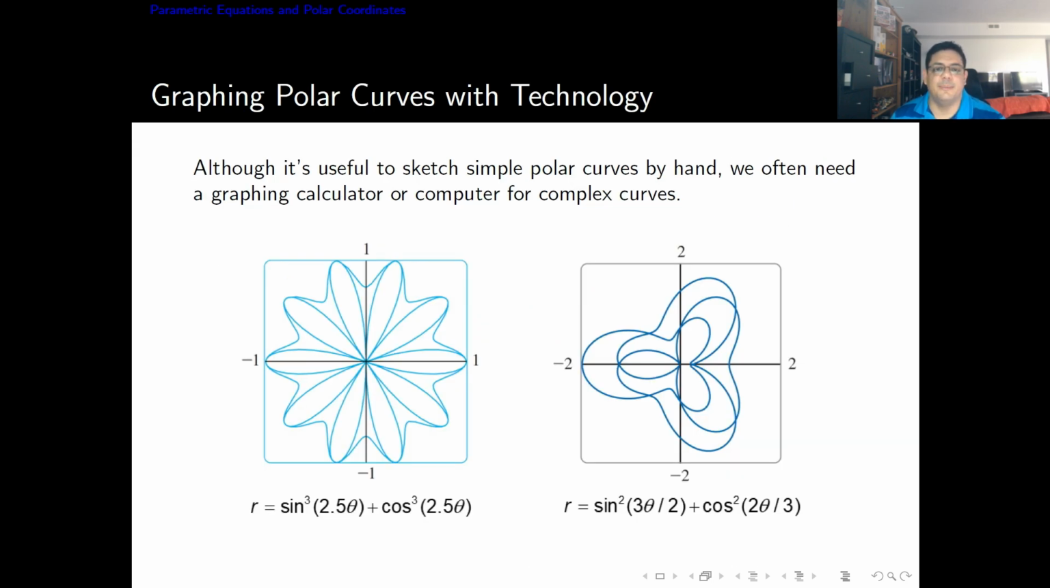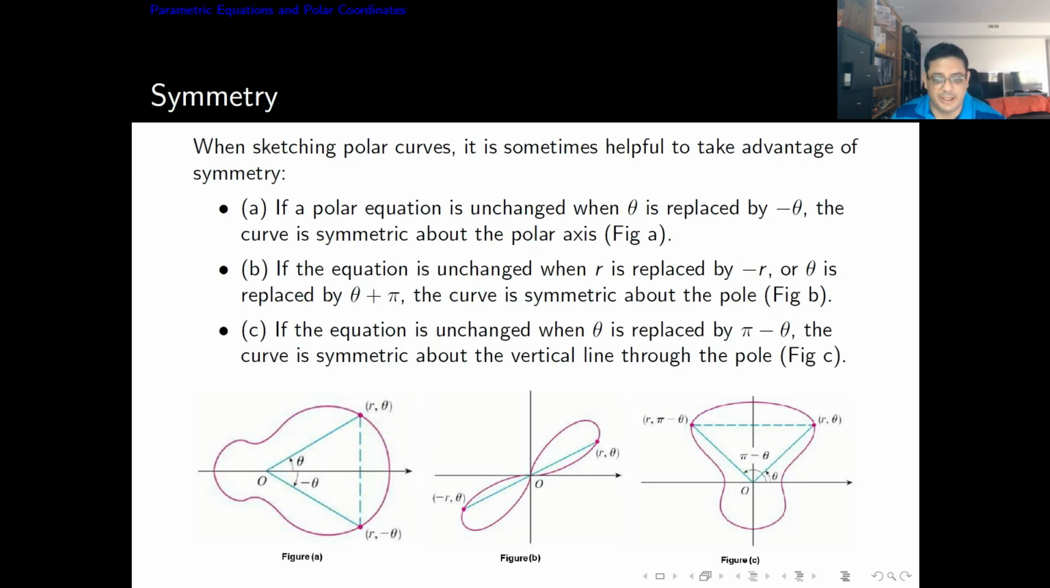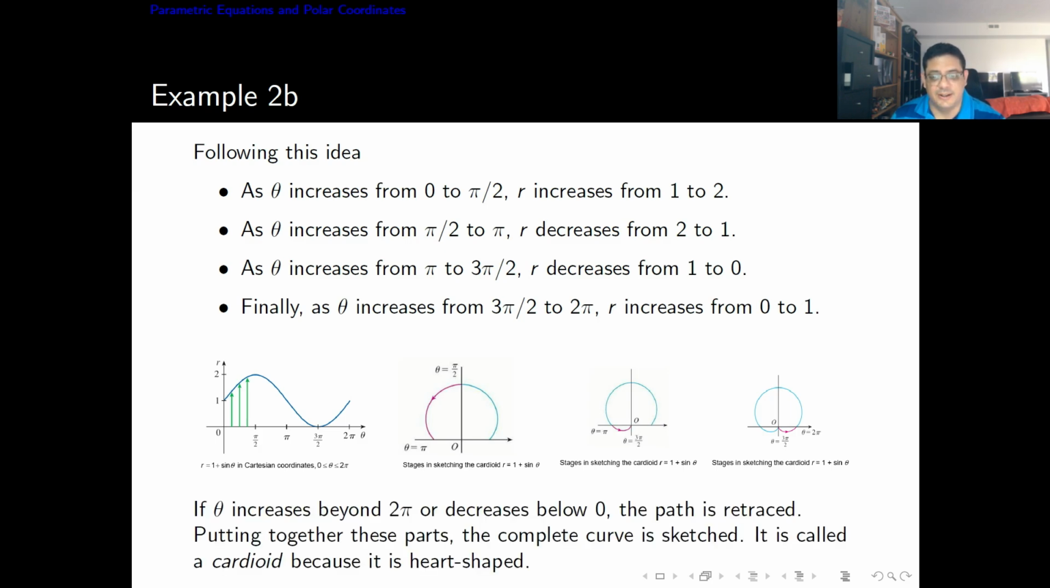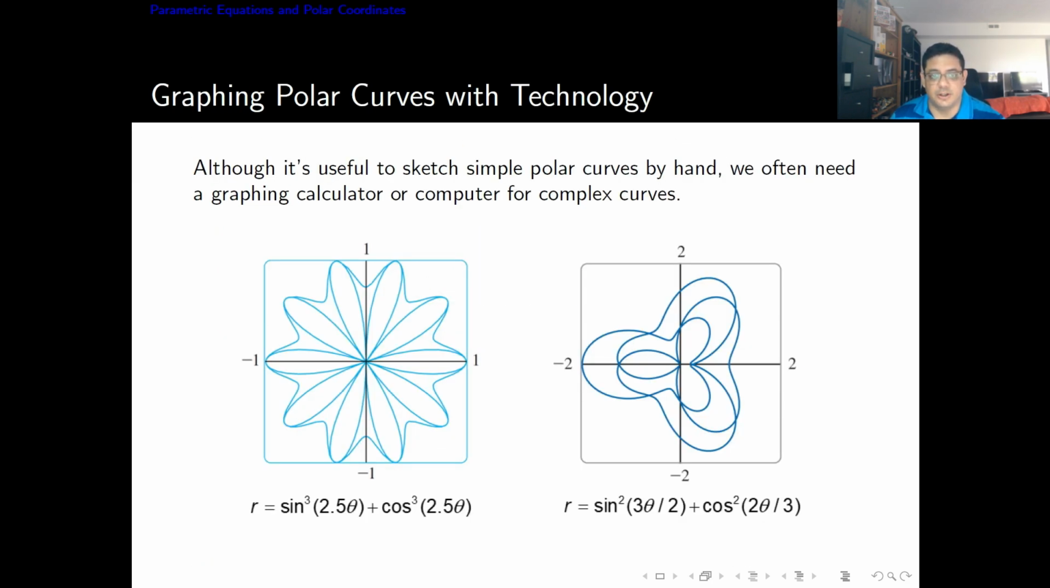Now, graphing polar curves is sometimes going to be very complicated to do by hand. This is definitely not something easy to do by hand. So it's best sometimes to use technology, especially because some of them are very complex. So for example, we have this example here, r equals sine cubed of 2.5 theta plus cosine cubed of 2.5 theta, or r equals sine squared of 3 theta over 2 plus cosine squared of 2 theta over 3.